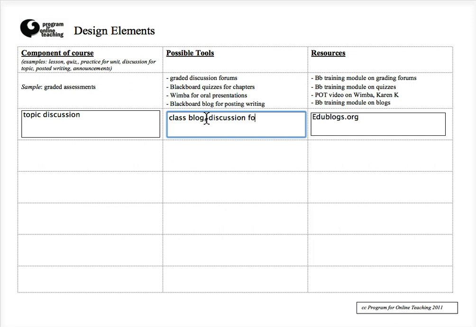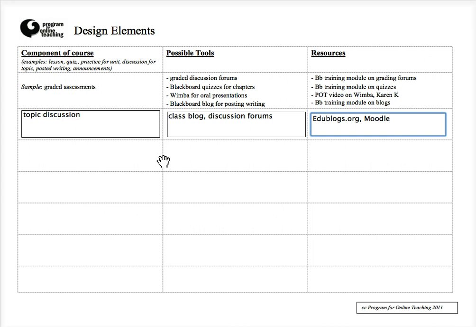and use discussion forums if I want to. It's just that in this particular case, I'm not sure whether Blackboard would fulfill my needs. I might want to switch to Moodle to have all of the discussion on one page, for example.